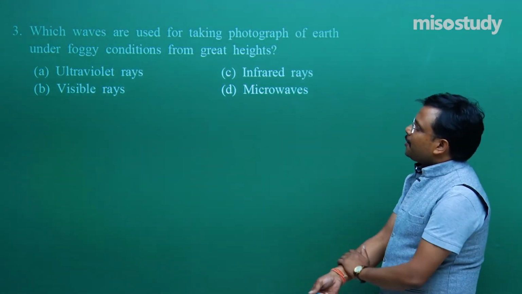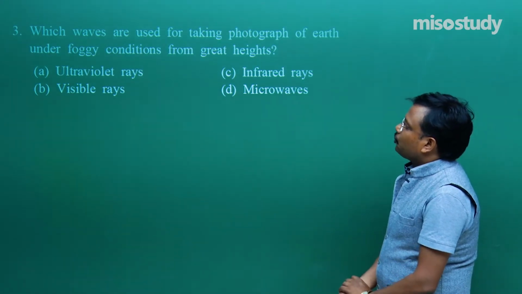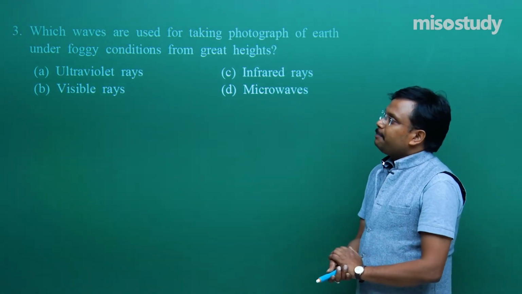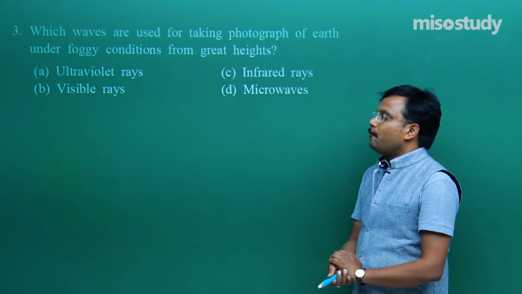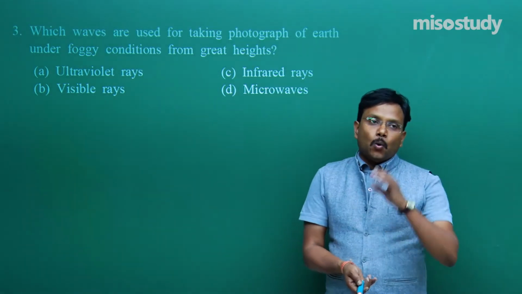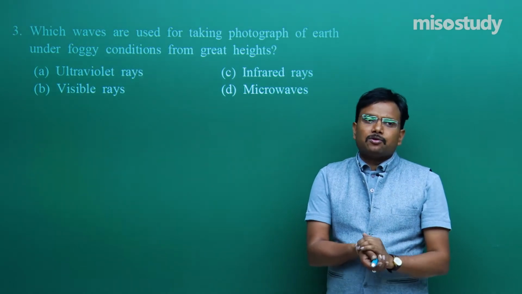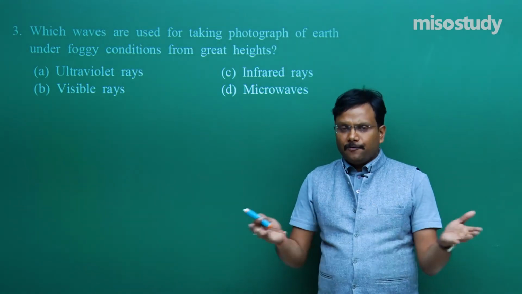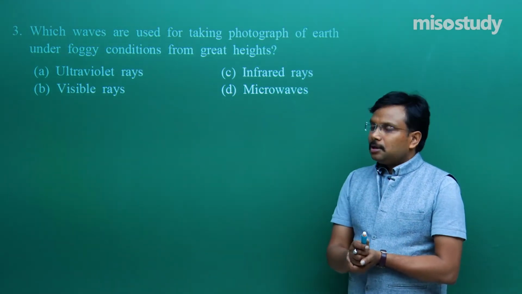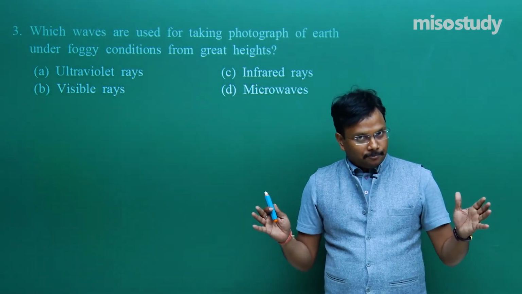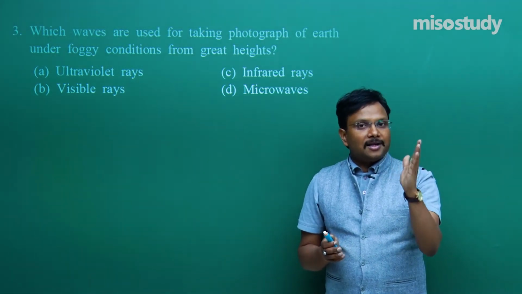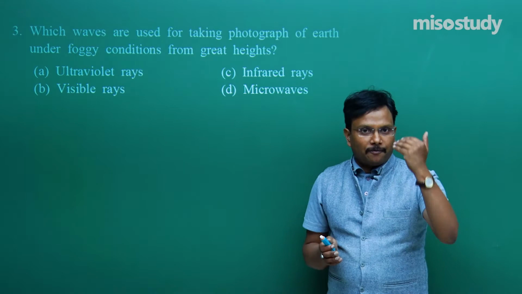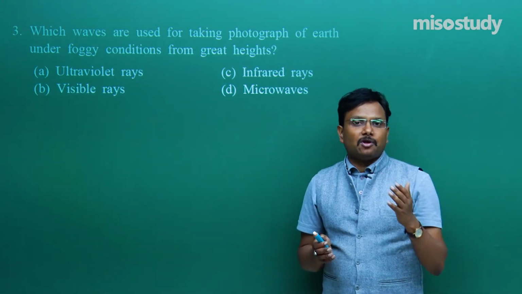Now, which waves are used for taking photographs of Earth under foggy conditions from great heights? Actually, this question I placed just for the sake of putting some focus on one diagram which is mentioned not only in your textbook but also in some other supporting books that students normally follow to learn various things in physics. That is the electromagnetic wave spectrum. Fine, starting from cosmic rays, then gamma rays, then X-rays and so on. Then what are the properties, means in terms of frequency, energy, utilization.